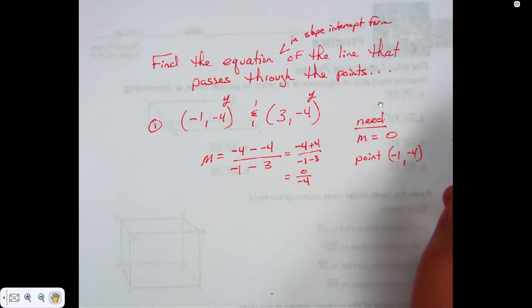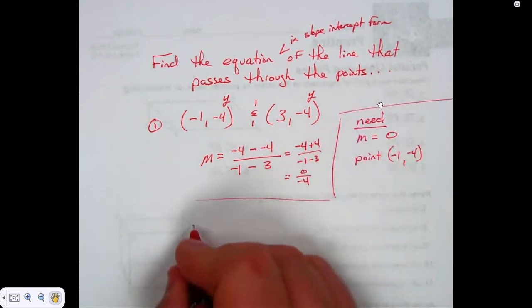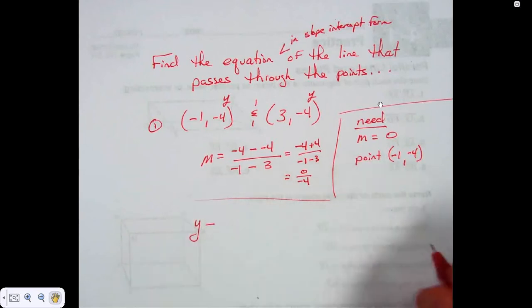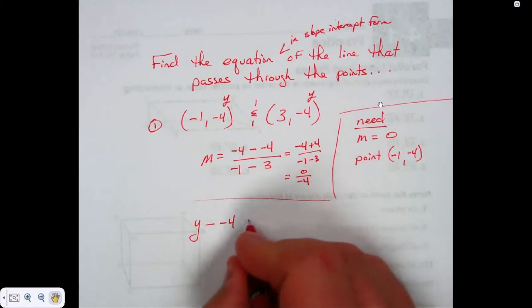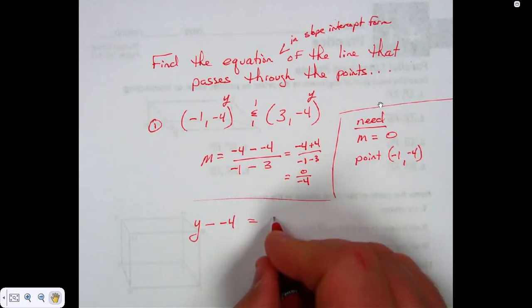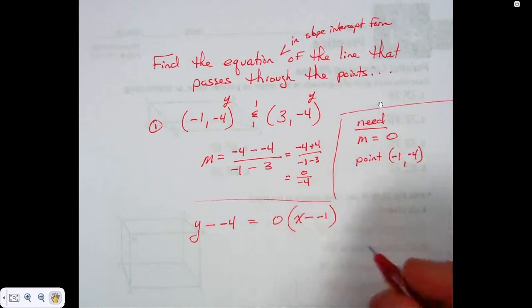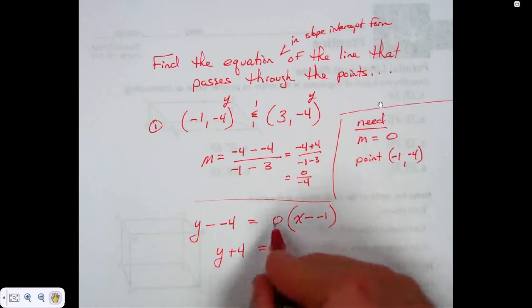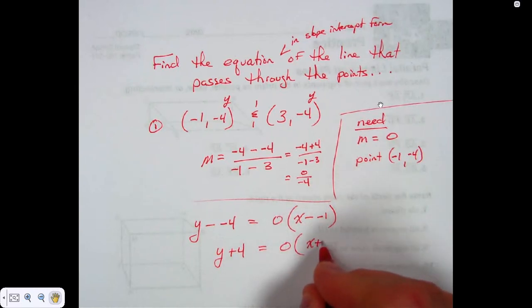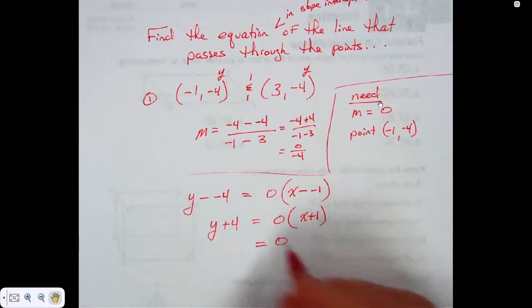So when you plug this in here, you'll get y minus, what's your y coordinate? -4. -4 is equal to your slope, which is 0, times x minus, what's your x? -1. So y plus 4. I know I'm doing more than I have to, but when I multiply through by 0, 0 times anything is just 0. So I'm left with y plus 4 equals 0.